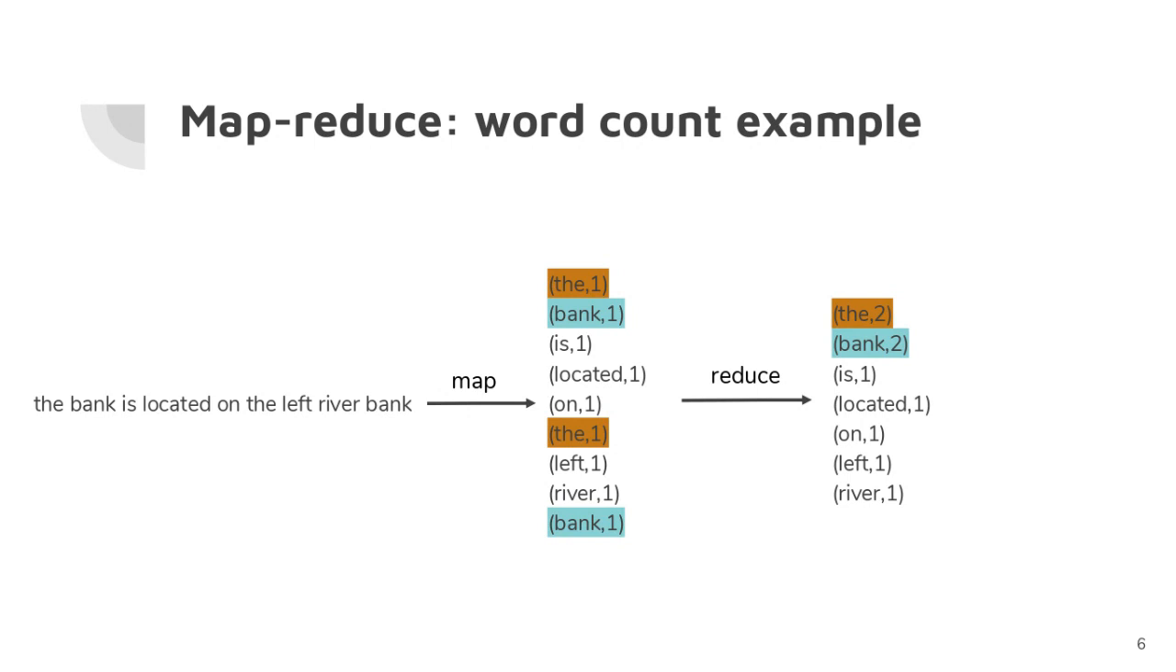For instance, "the" occurs twice in this sentence. So you group on "the", and then you compute your reduction function. In this case, it's just the sum of the counts. So "the" occurs twice, and "bank" also occurs twice, and the other words occur once. So that's a reduce function.